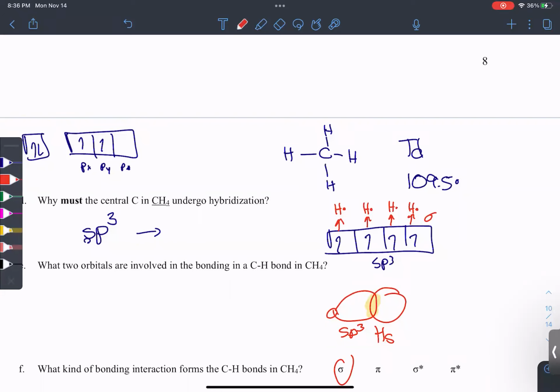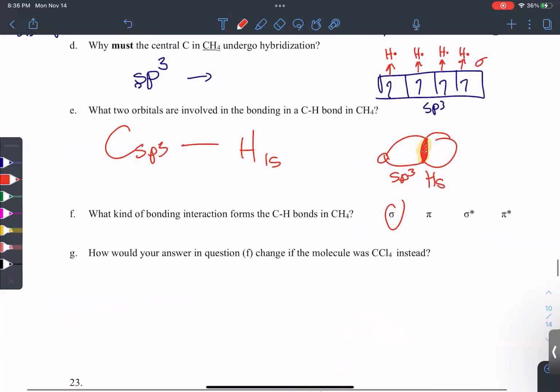Yeah, so we're describing this sigma interaction. On one side, we have what orbital? We have the carbon's sp3. What's on the other side? A 1s on hydrogen. Those are the two orbitals involved in the sigma interaction in that molecule. And it happens 4 times. Cool? Yes. And so valence bond theory is great because it works to describe a lot of different things.